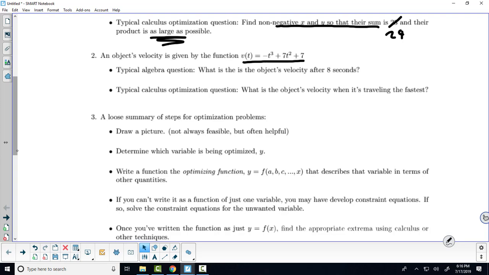Here's an optimization question. What is the object's velocity when it is traveling the fastest? There's that EST, that superlative. That's how you know you're doing an optimization question. Okay.